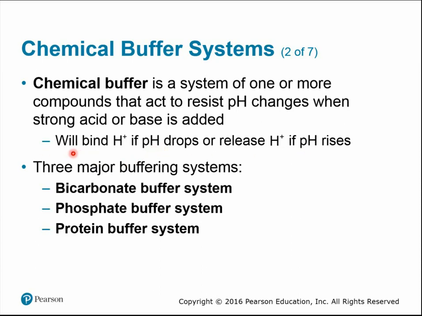Right? So if we are adding hydrogens to our solution, that's going to make it more acidic. The buffer will bind those hydrogens and try to take them out of the solution so that they don't affect the overall pH. And same thing, if we're losing a lot of hydrogens and our pH is becoming more basic, a buffer can release excess hydrogen ions to restore our original pH. So there's three major buffering systems in the body. We're not going to go into a lot of in-depth detail on these, but just know the three major types of buffering systems in the body are bicarbonate, phosphates, and proteins.